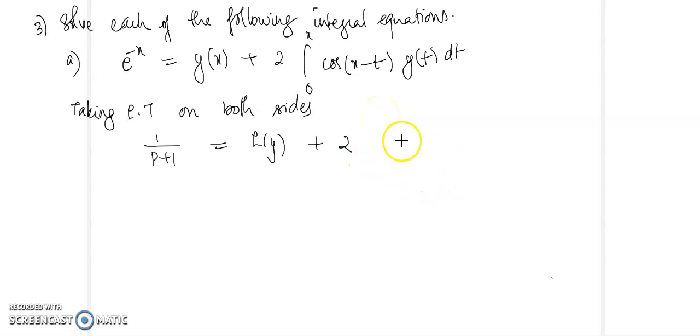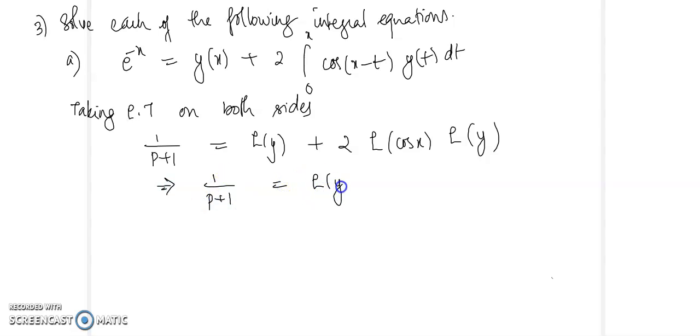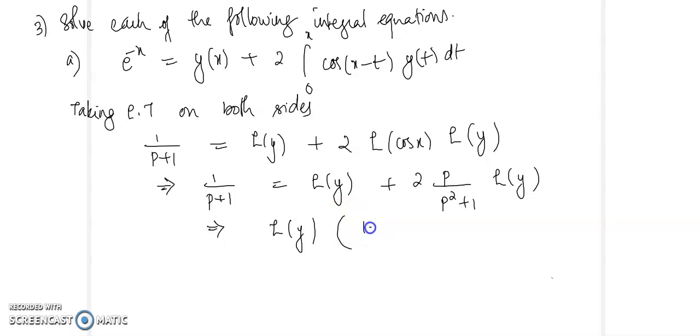Now this is in the form of convolution integral, so we'll get L of cos x into L of y. So that is 1 by p plus 1 equal to L of y plus 2 p by p square plus 1 L of y. So that will give L of y into 1 plus 2p by p square plus 1 is equal to 1 by p plus 1. So that is L of y.